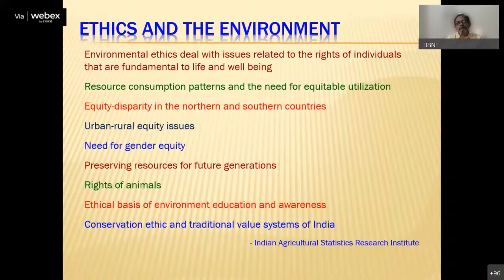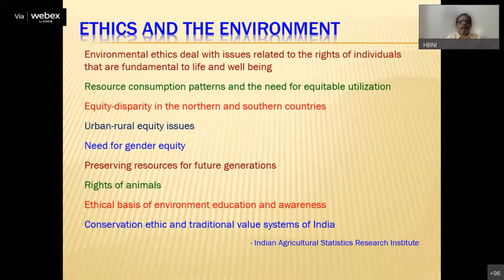Then preserving resources for future generations. See, if you use up all the resources now, there will not be anything left for future generations. So there has to be certain care and ethics involved in preserving and utilizing resources for future generations. Then rights of animals. See, animals have equal right to live as human beings, and especially when you look at the depletion of forests, like depletion of animal species, tigers, for example. At one time, we had just 200 tigers left in India. Now the situation is slightly better, but they are still endangered. So animals have also a right to live.